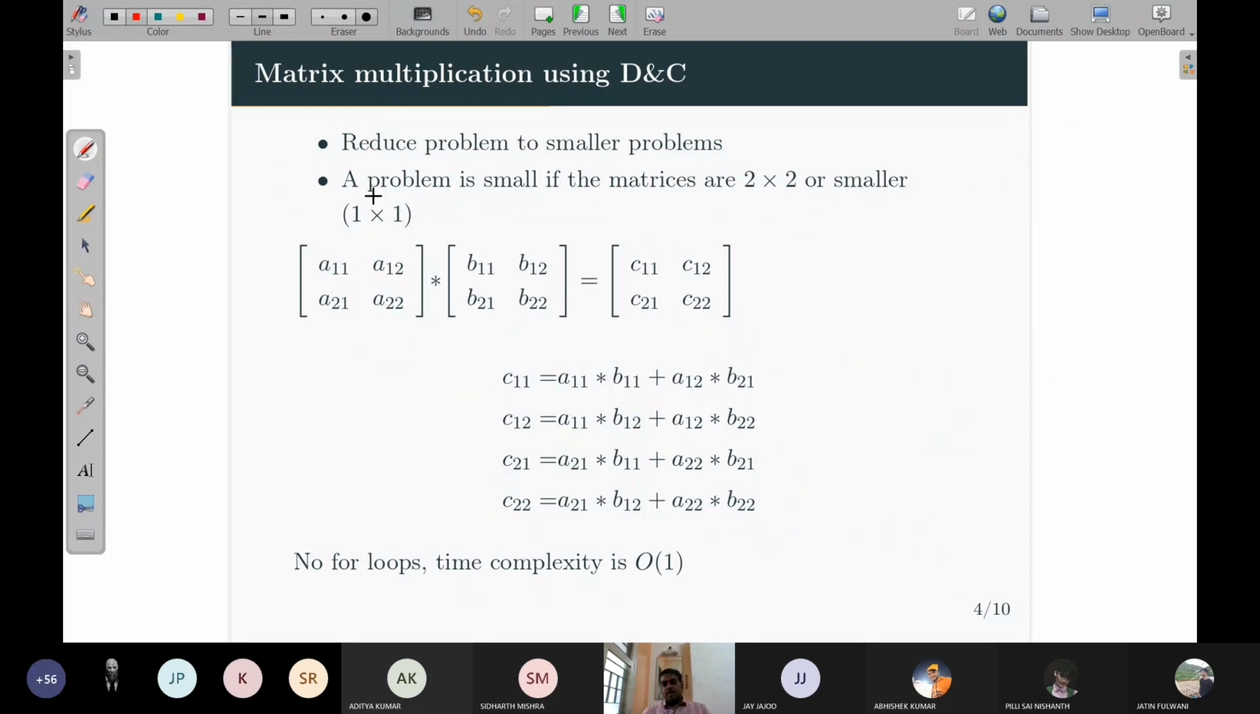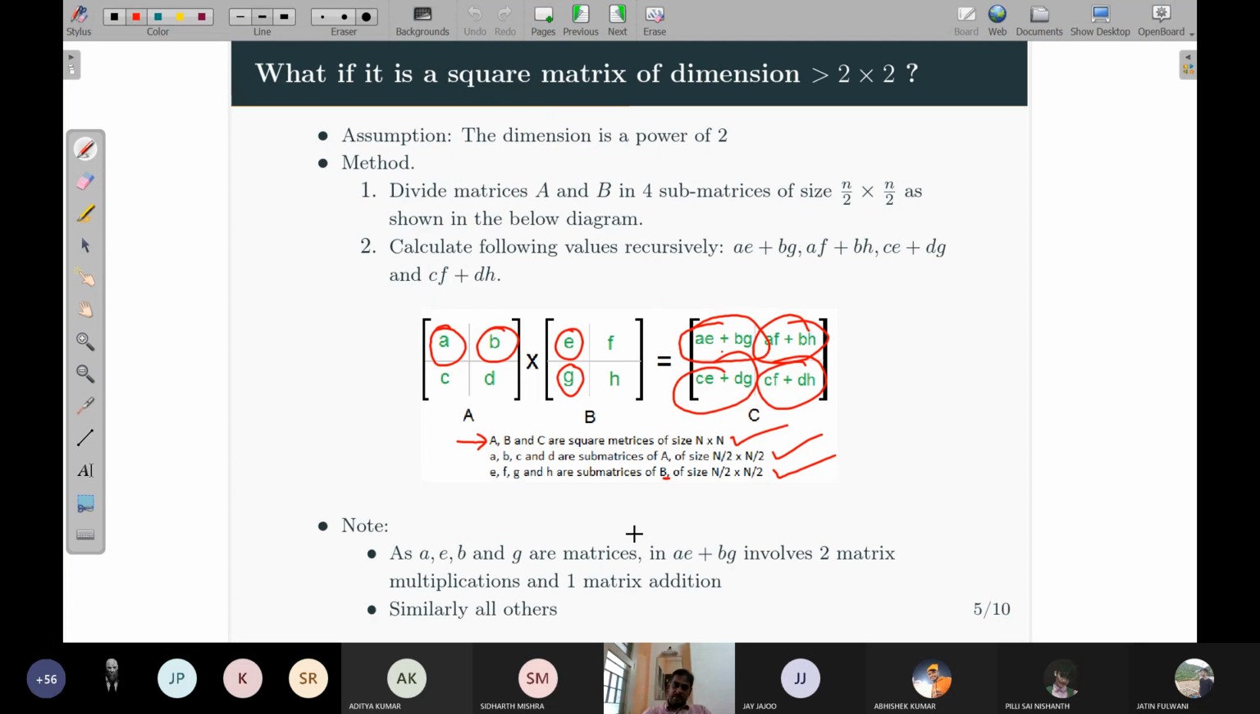Reduce the problem into smaller sizes. The 1 by 1 case will not occur here because we will stop the division at 2 by 2. If you divide 2 by 2 further, you will get 1 by 1, but we don't have that scenario. We will stop at 2 by 2, and if it is 2 by 2, apply these formulae. So it's very easy. Now let us write an algorithm for this.